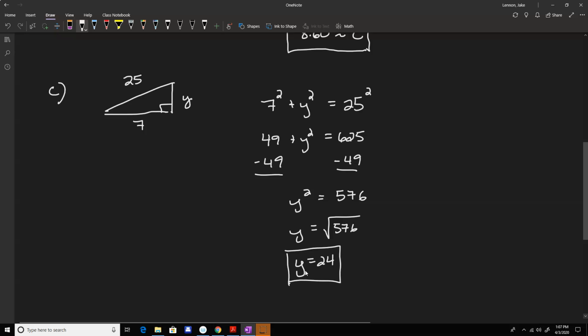So that's using the Pythagorean theorem. You can either solve for the hypotenuse or solve for one of the legs, but you have to have a right triangle and you have to know 2 out of the 3 sides to be able to use that to get some new information.